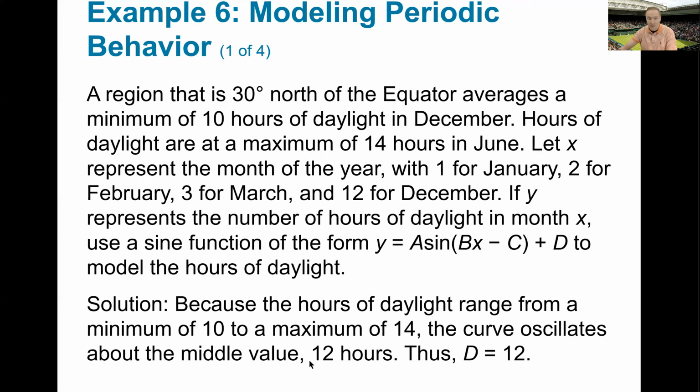D is going to be 12 because it's the midpoint in between 10 and 14. A is 2 because we're going down 2 and up 2. Now I need to find B. Well, I can find it.